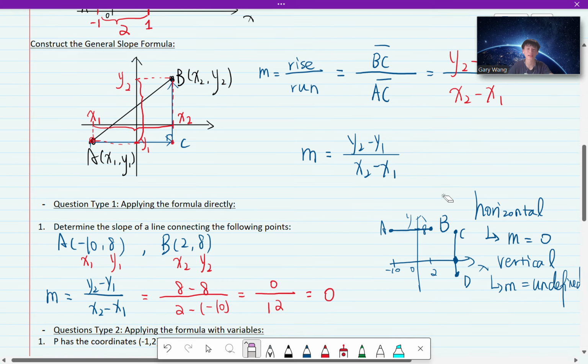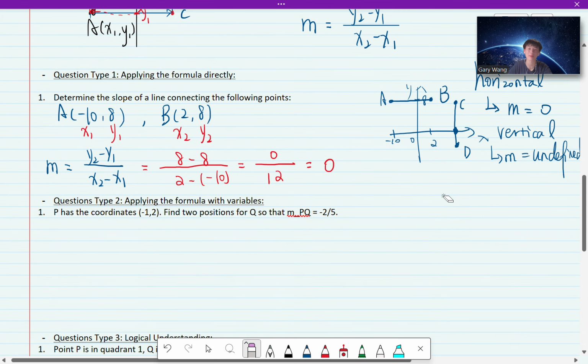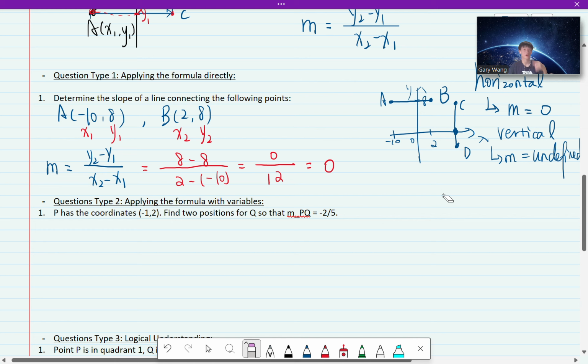Next, let's take a look at our second type of questions. Question type 2, applying the formula with variables. So this time, we do not directly apply the formula anymore, not brainlessly substituting the values anymore. So let's take a look. P has coordinates (-1, 2). Find two positions for Q so that the slope of the segment PQ is equal to -2 over 5. So what can we do?